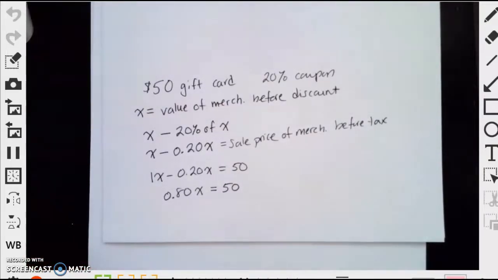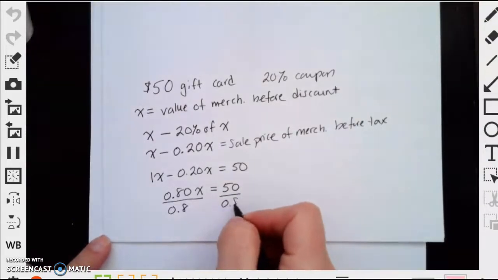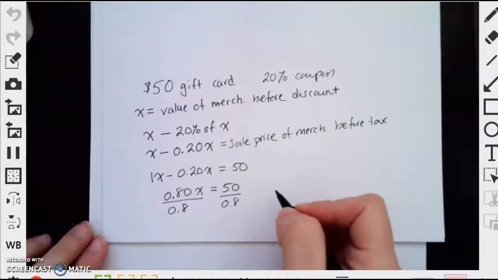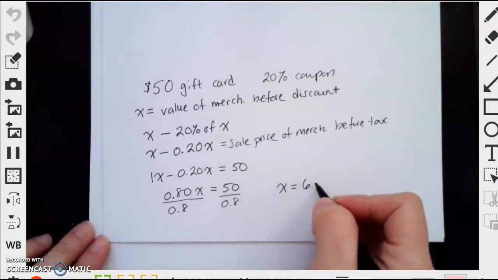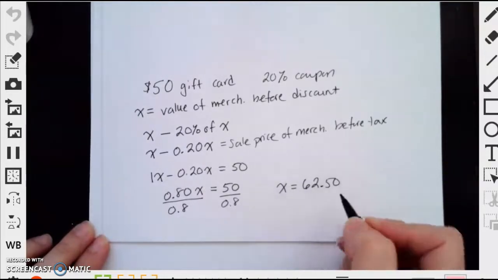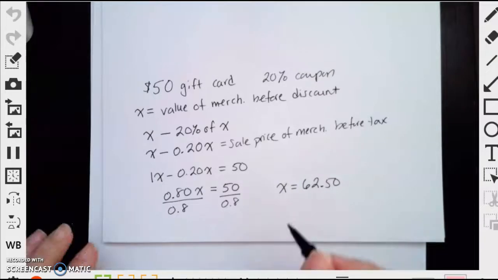In order to solve this equation, I'm dividing by 0.8 on both sides. And when I divide, I have x equals $62.50. So that means that if I got merchandise that totaled $62.50, then applied a 20% discount, that total would now be $50. So I could use my $50 gift card, pay for the amount of that merchandise, and just be responsible for the tax if my merchandise was taxable.